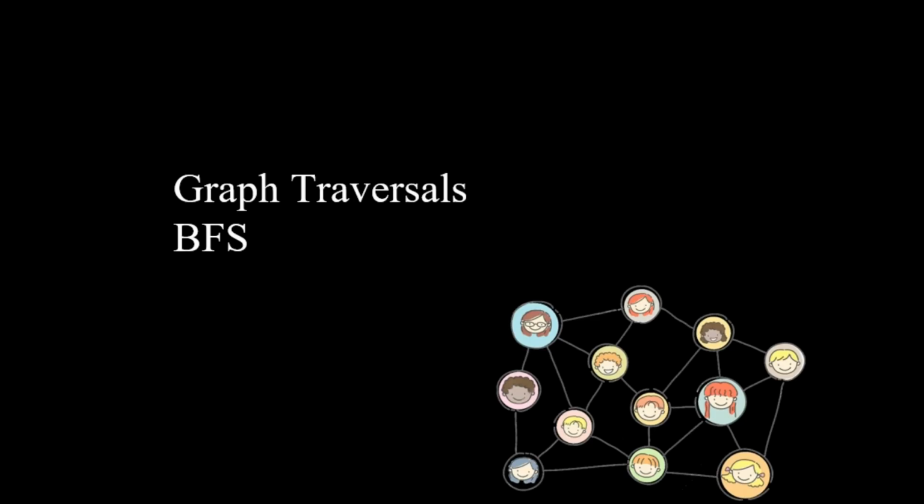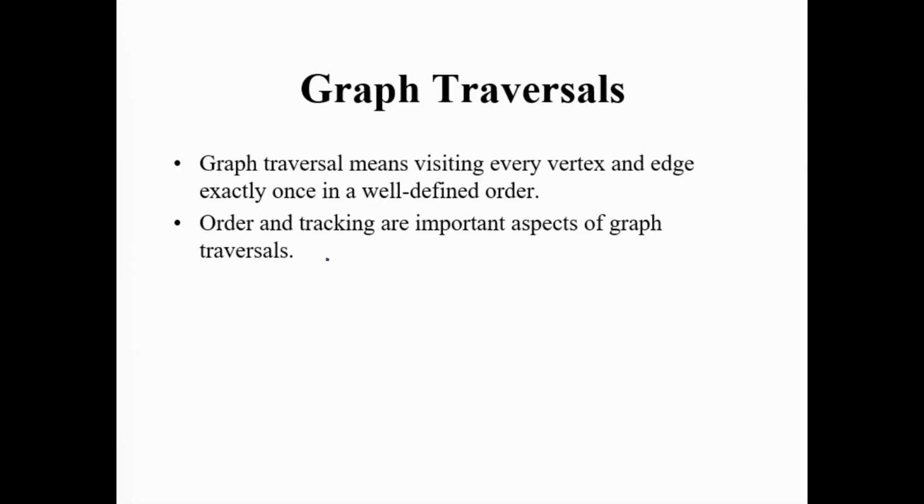Hello everyone. In this video we are going to talk about depth first search, which is the abbreviation of the DFS algorithm. It falls under the category of graph traversals. Let's first explore what graph traversal means. Graph traversal means visiting every vertex and edge exactly once in a well-defined order.